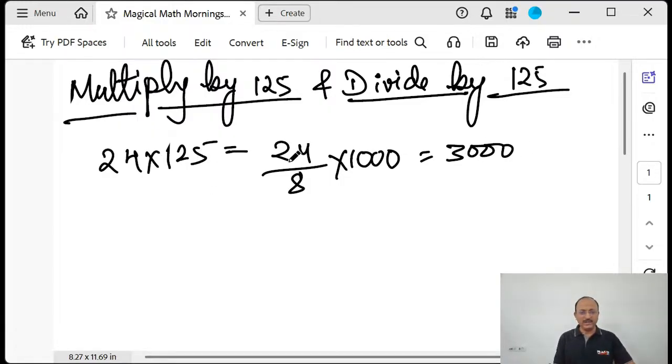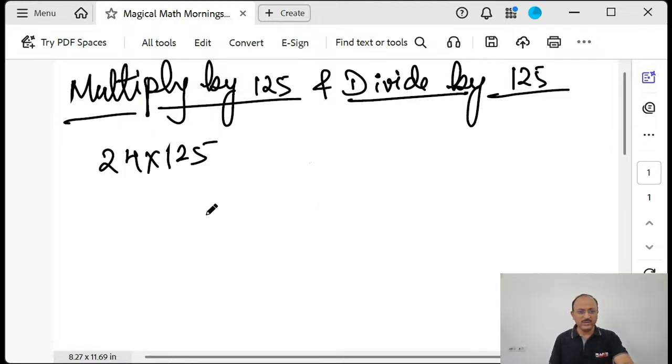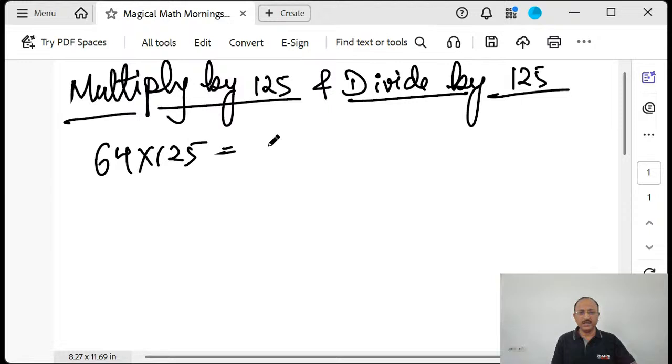So whenever you have numbers which are divisible by 8, we follow this, or else we first multiply by 1000 and then divide by 8. So how do we divide by 8? For simple numbers, we go by the tables, or else what do we do? Half and again half and again half. Half of this is 12, half of this is 6, half of that is 3. Correct? Let's take this one, 64 into 125. What do we do? 64 by 8 is 8, into 1000, the answer is 8000.